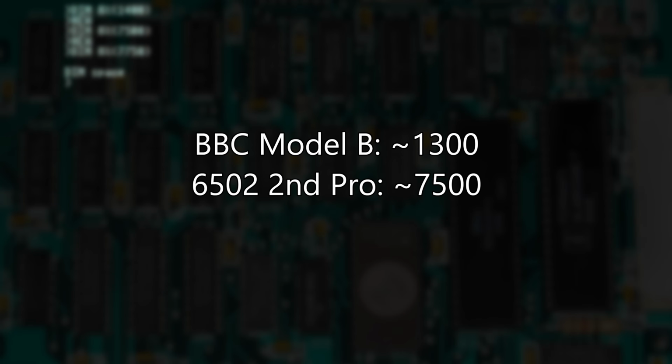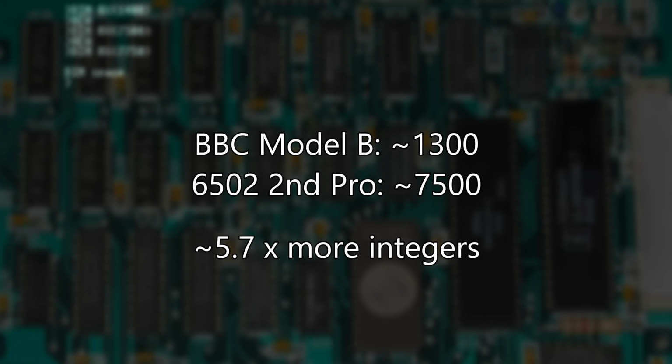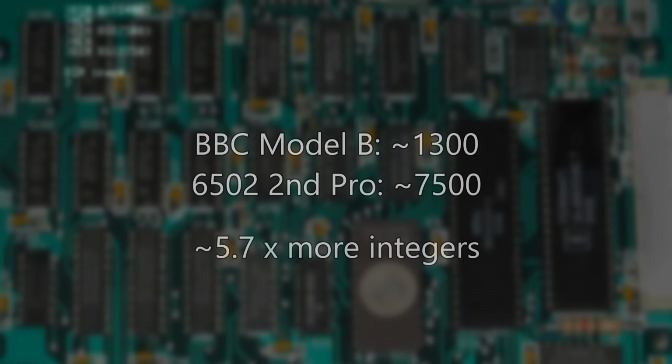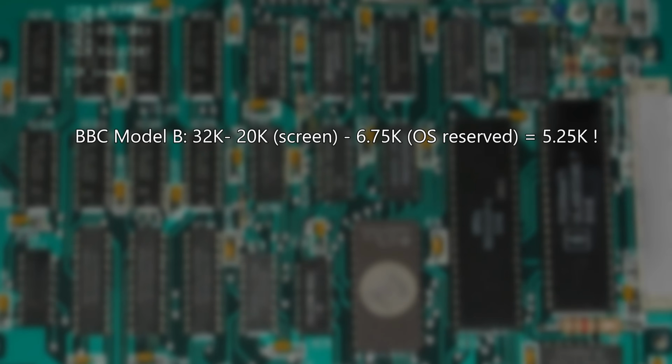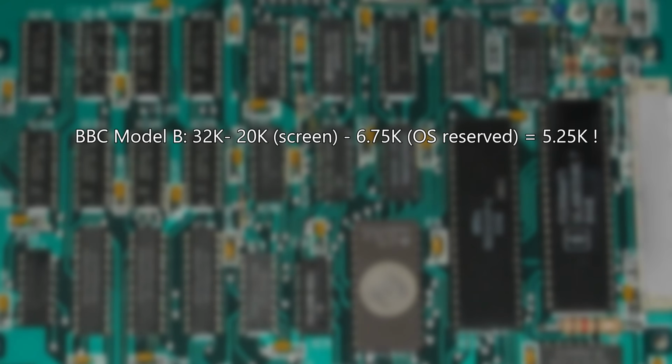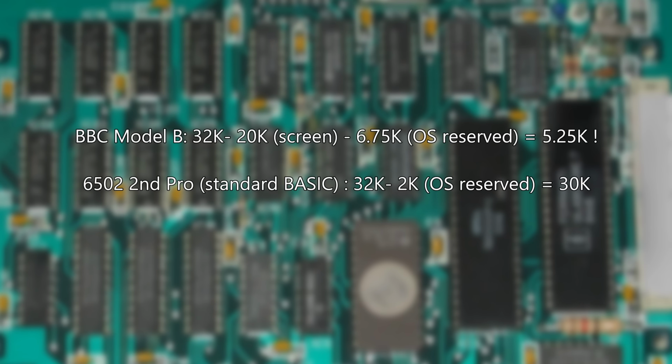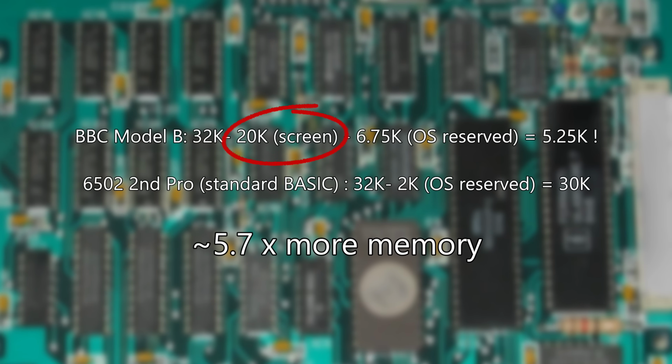Using some rough maths, it looks like I can have nearly 6 times as many integers using the second processor and standard BASIC in mode 0. And if we do the same maths using what the memory map tells us, that confirms our estimate and shows just how much difference the screen memory can make.